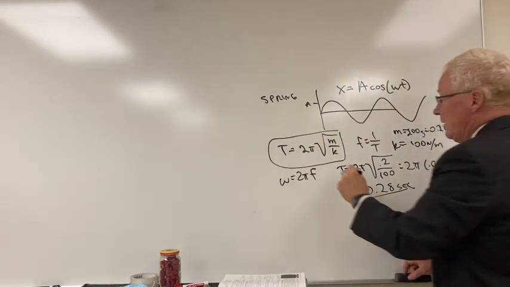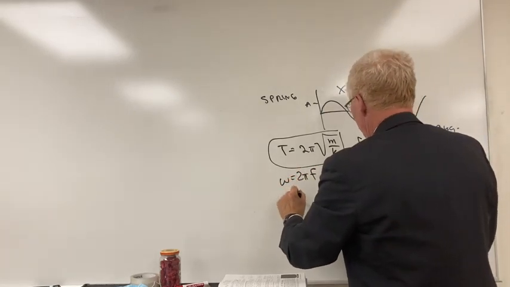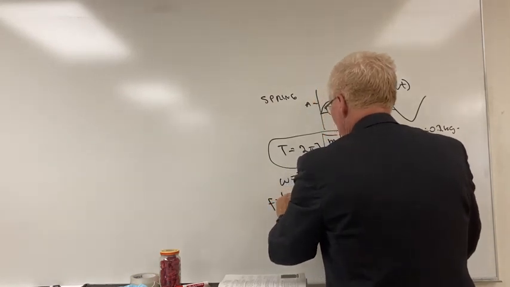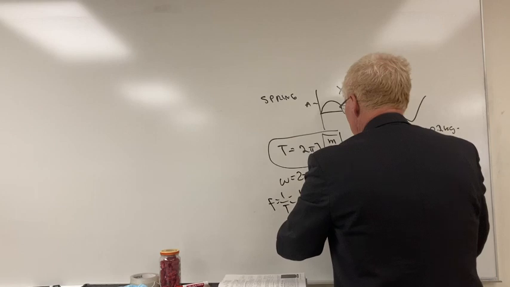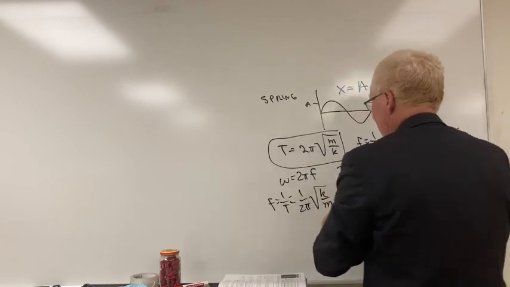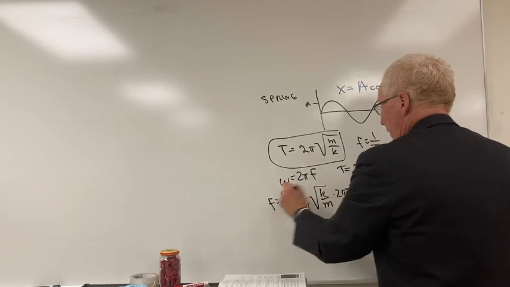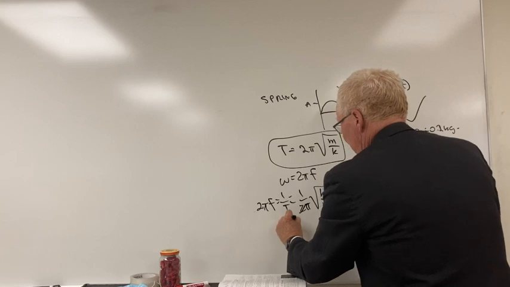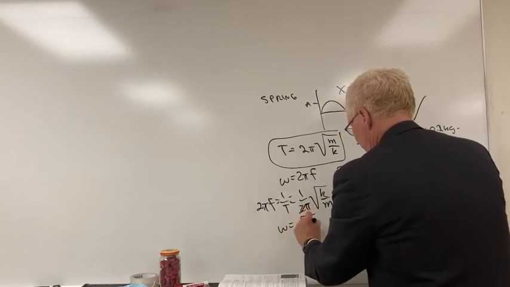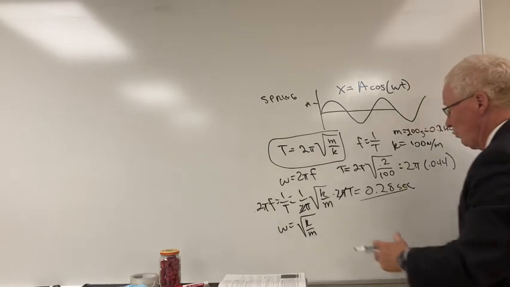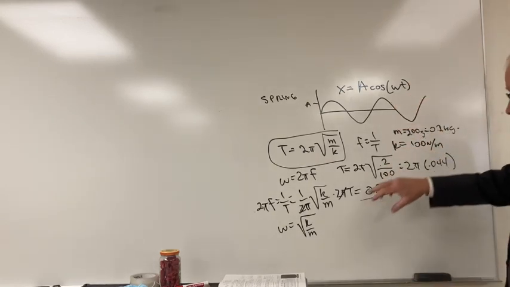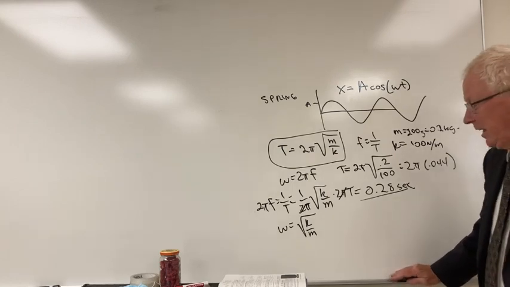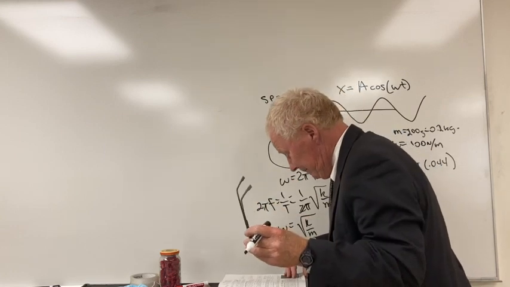In this case, frequency is 1 over the period, which is 1 over 2 pi times the square root of k over m. And then we multiply that times 2 pi. The 2 pi's cancel out, and omega is simply the square root of k over m. So that's what omega would be in this case. So that's the case for the spring.